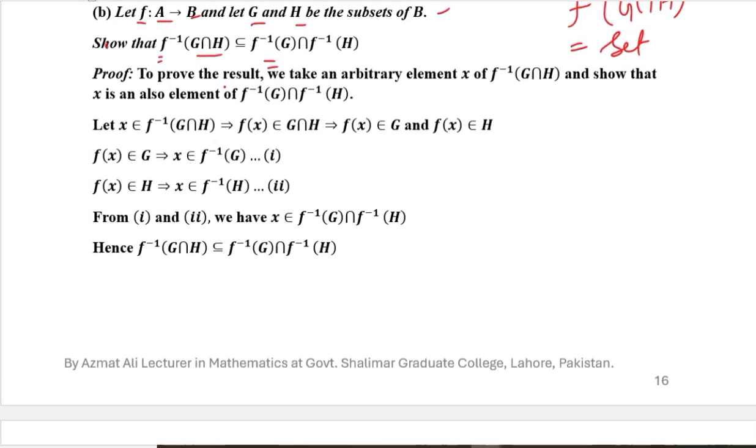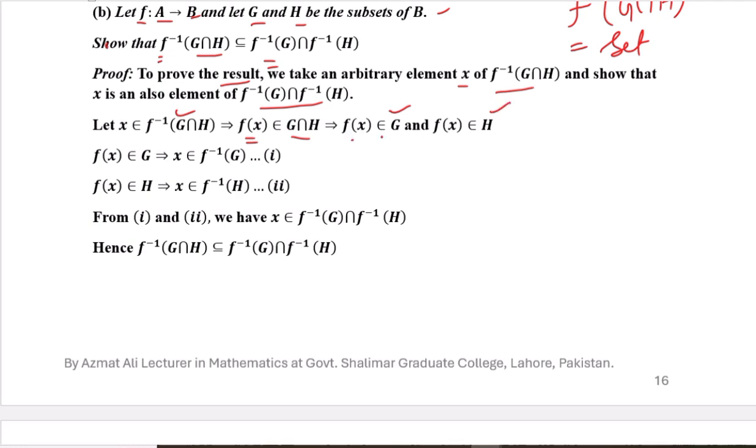To prove the result, we take an arbitrary element x belonging to f inverse of g intersection h and show that x is also an element of the right side. Let x be an element of f inverse of g intersection h. By taking f on both sides, or simply by taking f inverse to the left side, we have f of x belongs to g intersection h. As f of x is an element of g intersection h, by definition of intersection, f of x is an element of g and f of x is an element of h.